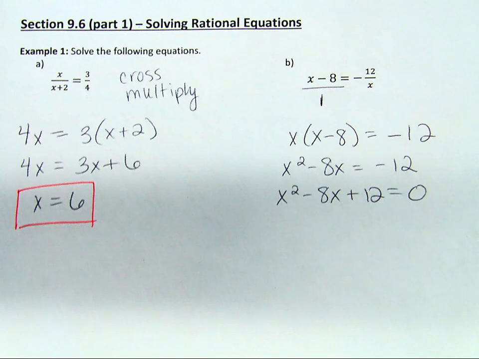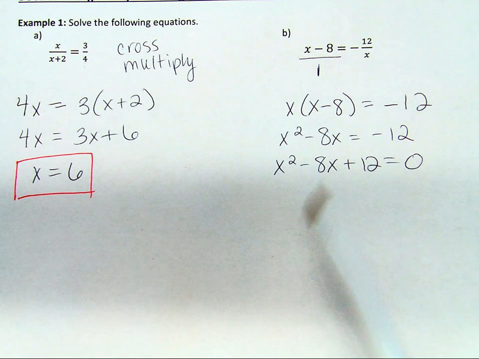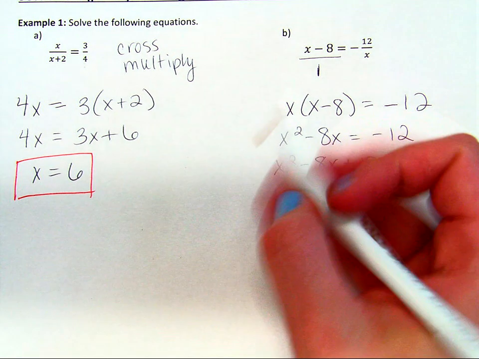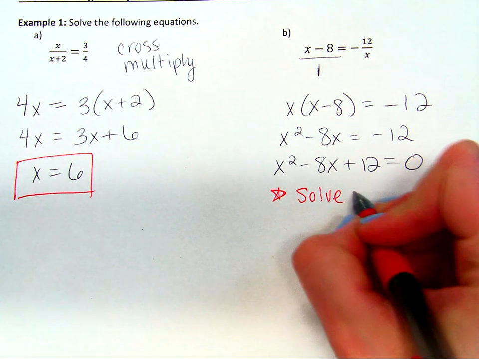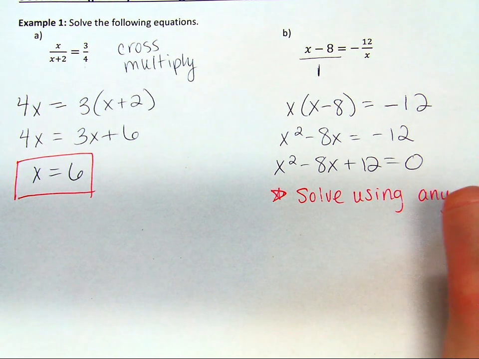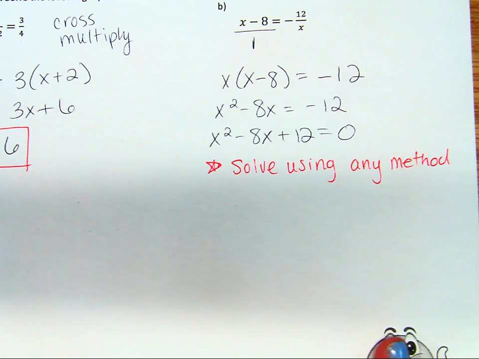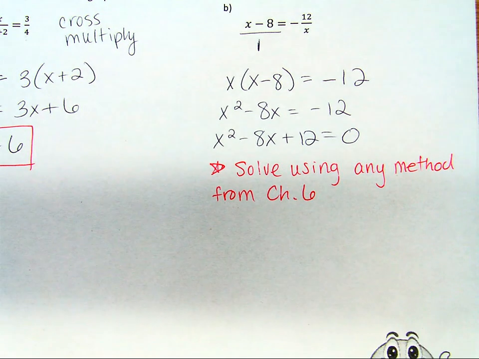Now here's where some skills from chapter 6 come in. I can solve this a variety of different ways. I could use the quadratic formula, I could complete the square, or I could factor. I'm going to choose to factor because I think that's the easiest in this case, since it is factorable. So, just so we know, solve using any method from chapter 6. I'm going to choose to factor.